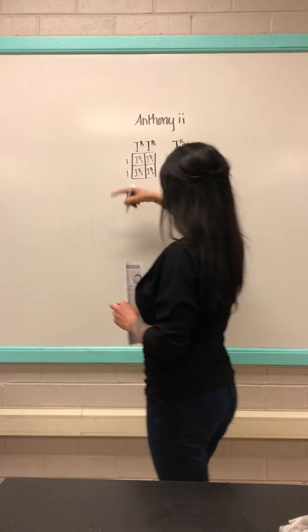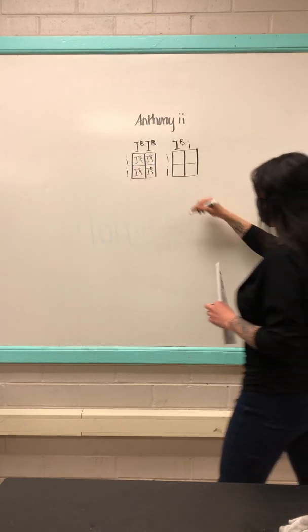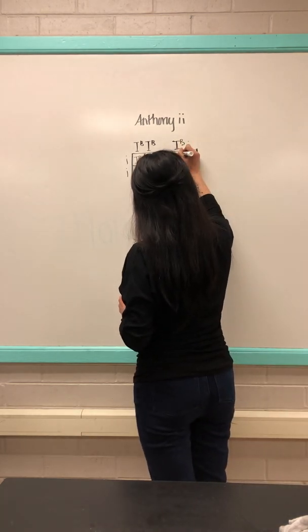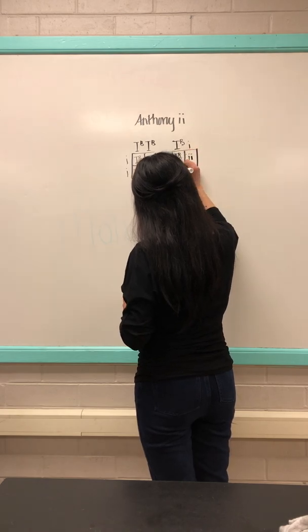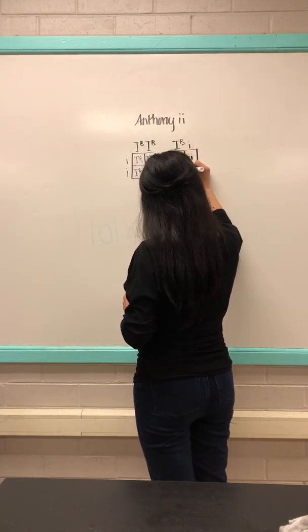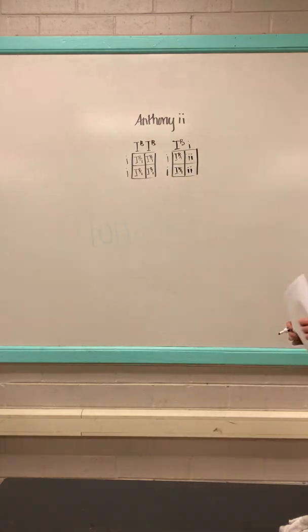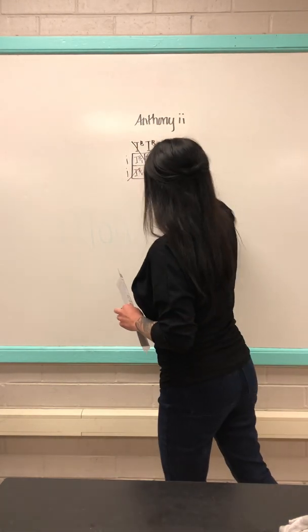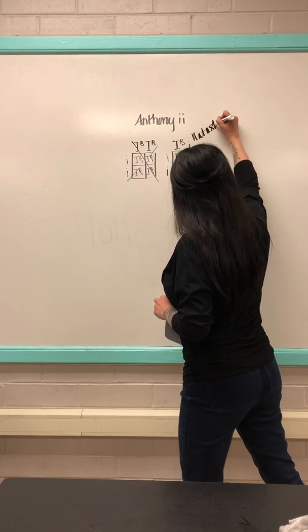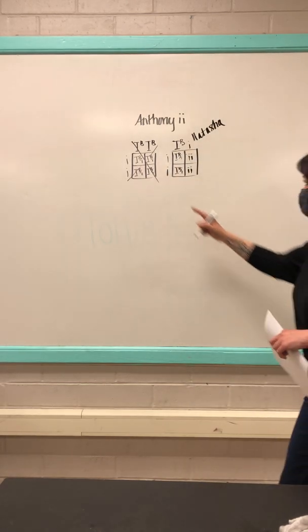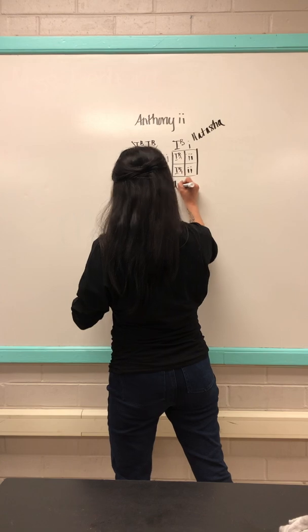So we know it can't be that one. So let's look at this one. Okay, so it could be that one. So it's not this one for sure. So that was Natasha, and that was Raphael.